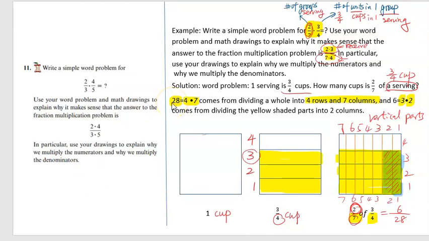So make sure you explain why you multiply 4 times 7 and why you multiply 2 times 3 from the drawing, because we are trying to figure out the number of parts we have compared to the number of parts in the whole and to get the answer.